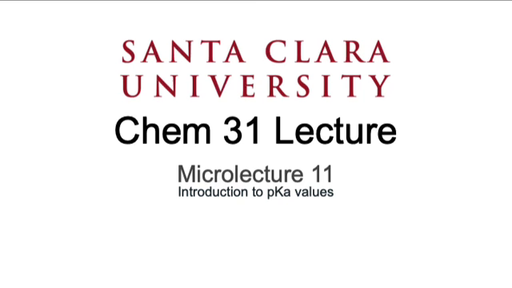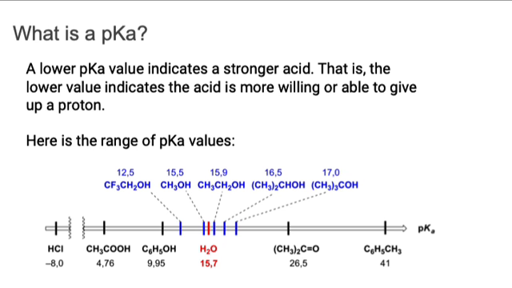Welcome to Microlecture 11 on pKa values. So what is a pKa value? A pKa tells you how strong an acid is. So the lower the value, the stronger the acid. pKa's of very strong acids that completely dissociate in water, like HCl, are negative.